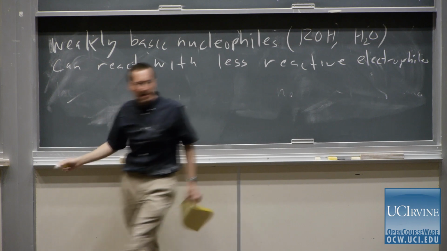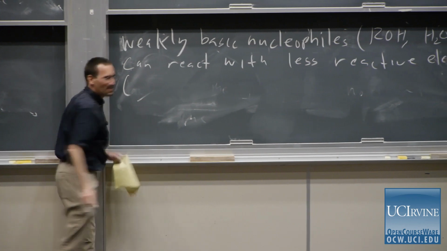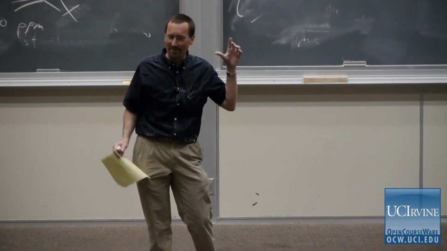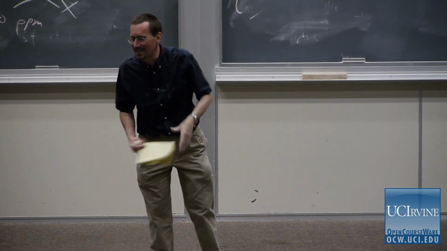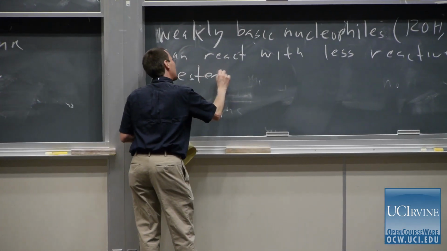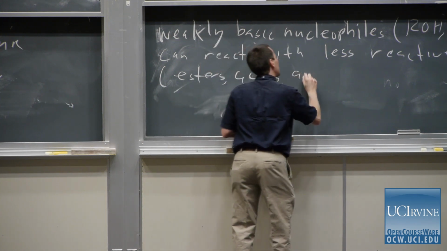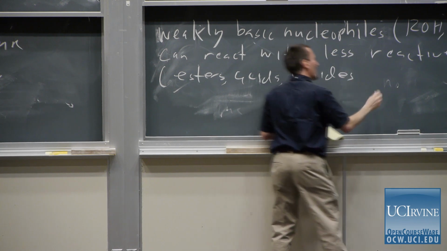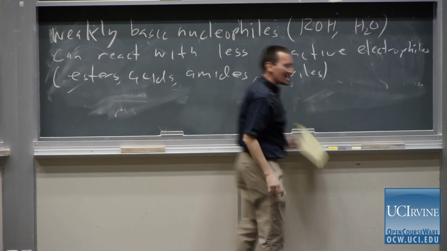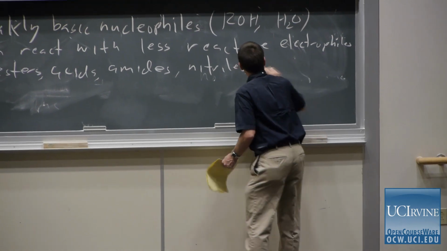And what do I mean by less reactive electrophiles? Well, I mean the members of the family that don't have that electron withdrawing group, that don't have that carbonyl shifted up to 1800 or thereabouts in the IR spectrum. So we're talking esters, acids, amides, and nitriles. And they can do this if they have some help with strong acid catalysis.